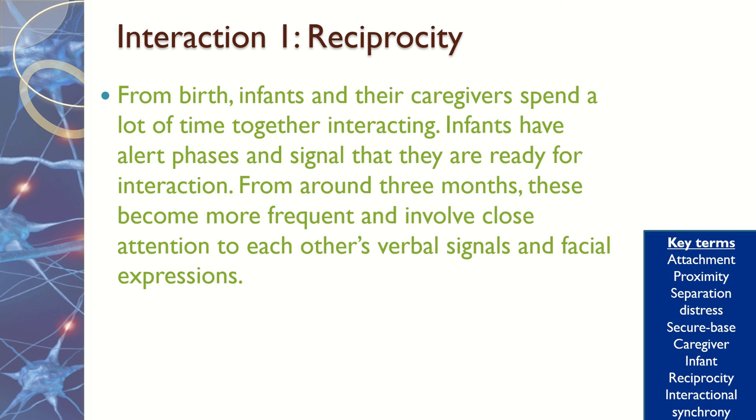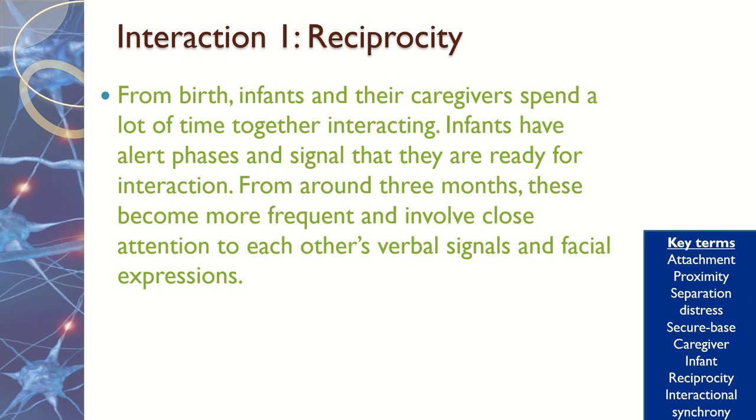So reciprocity is the idea that from birth, infants and caregivers spend a lot of time interacting with each other, and they start to learn certain phrases or signals to indicate what they want. And from around 3 months old, these become more frequent and you can identify each other's verbal signals. What this means is that if one of you says or behaves in a certain way, the other one will respond to this. As adults, this might be one of you saying a joke and the other one responding by laughing at the joke or going, oh, for God's sakes. Something like that would be reciprocity.